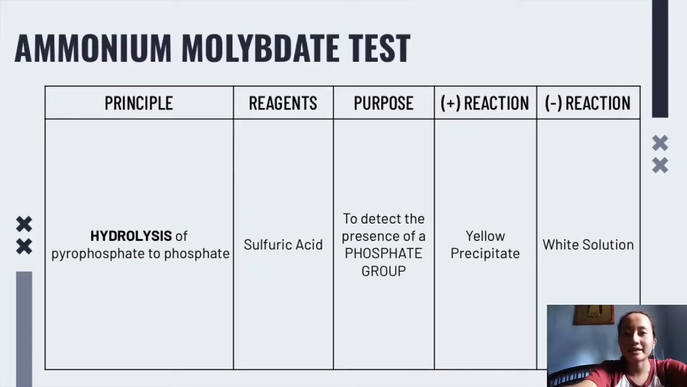Ammonium molybdate test determines the presence of a phosphate group by undergoing hydrolysis of pyrophosphate to phosphate. Sulfuric acid is the reagent used. A yellow precipitate is seen in a positive reaction and a white solution is seen in a negative reaction.